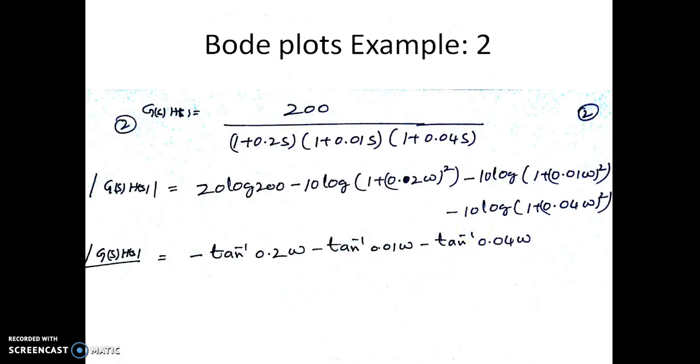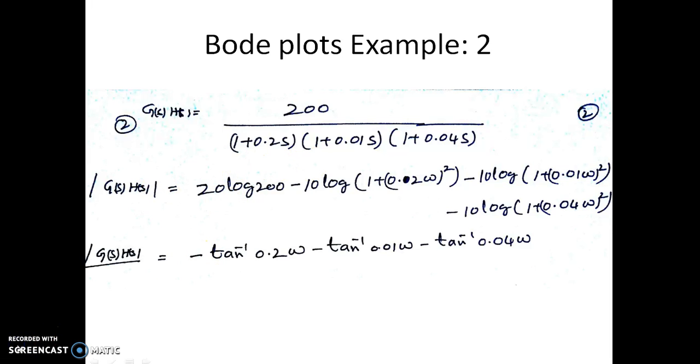So let us see this second example where we have three terms. There is a pole at 5 radian per second, and the others are at 25 and 100. So we have poles at 5, 25 and 100. Let us see what the magnitude and the phase equations look like. Now this is the magnitude and phase equation.